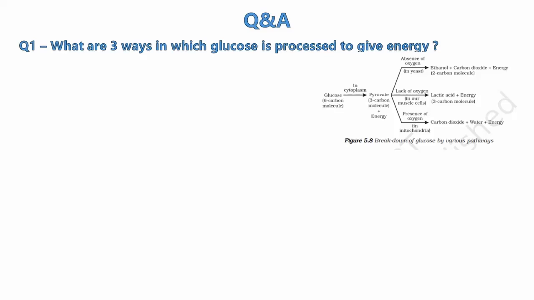In the absence of oxygen, let's say for example in yeast, there is absence of oxygen. So this is called anaerobic, okay, method 1. Here the glucose first is converted to a compound called pyruvate, and then in the absence of oxygen, it is converted to ethanol, carbon dioxide and energy. Okay, this is the first method.